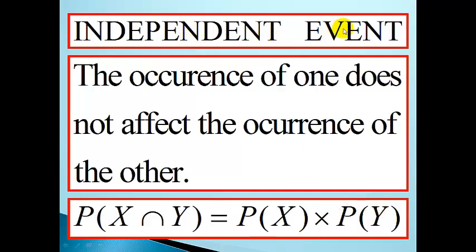Now, independent events. For independent events, the occurrence of one does not affect the occurrence of the other. So probability of X intersection Y is equal to probability of X times probability of Y. That is for independent events.